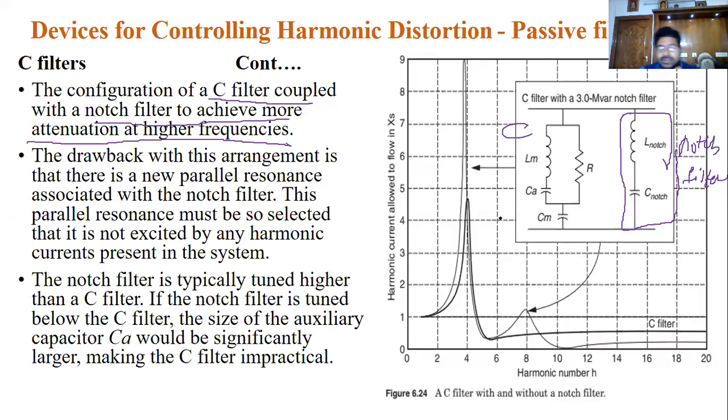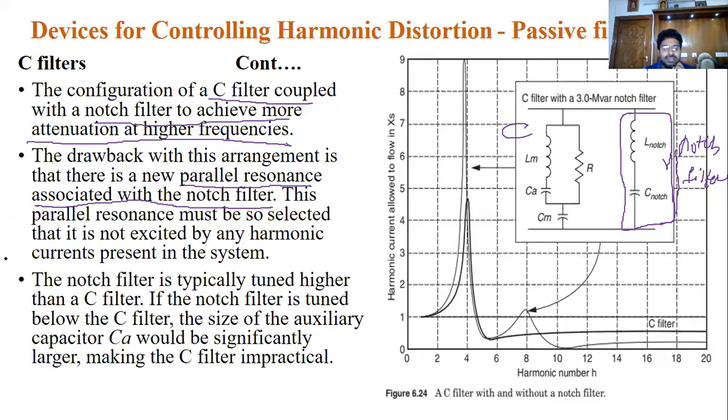To avoid that, you can use an additional filter in parallel. But there is another drawback. What is the drawback of this notch type of filter? There is parallel resonance produced by this notch filter. Notch filters can produce some resonance in the system.